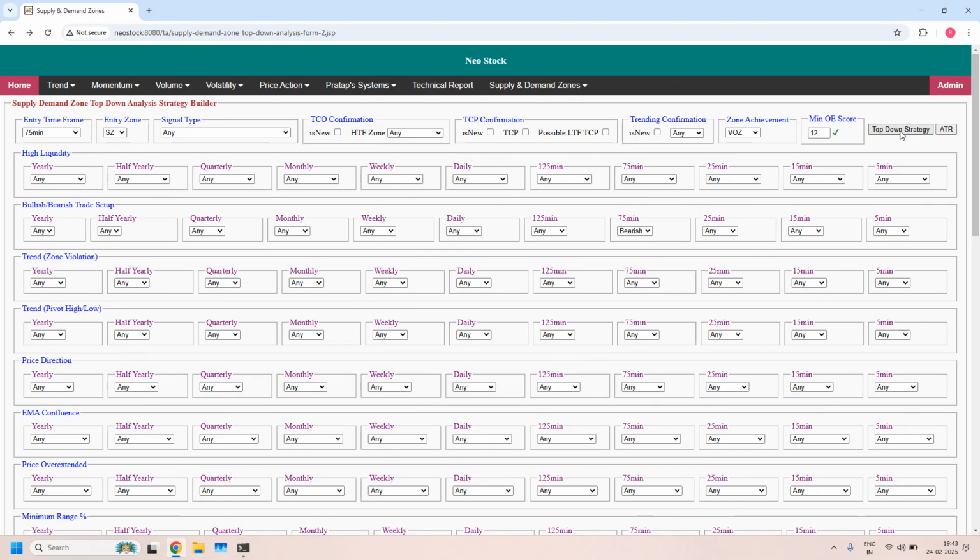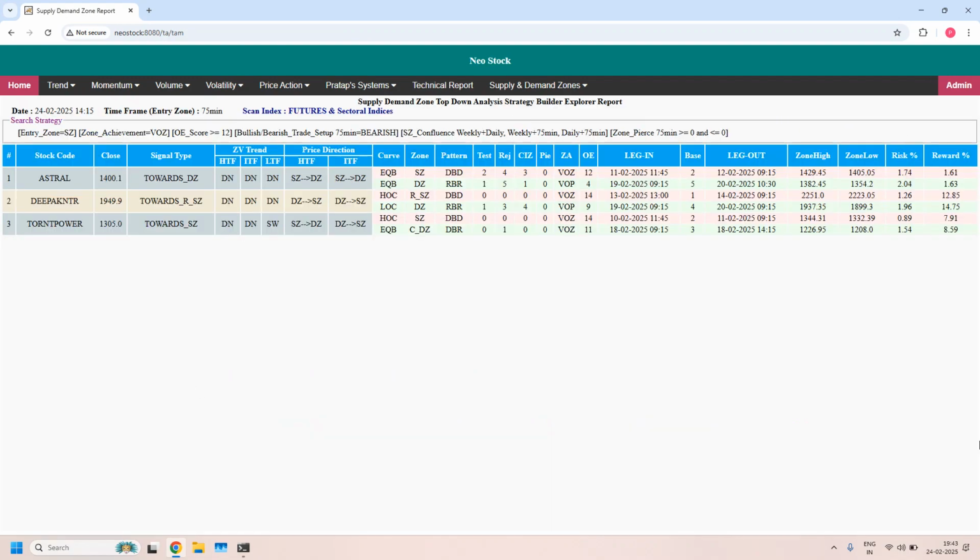With all the 3 filters, we got 3 stocks. In all the 3 stocks, these 75 minute supply zones are overlapped with the daily supply zone, and again both together are overlapped with the weekly supply zone. And the weekly trend is down in all the 3 stocks.